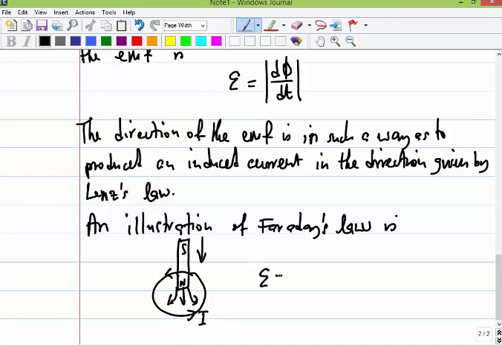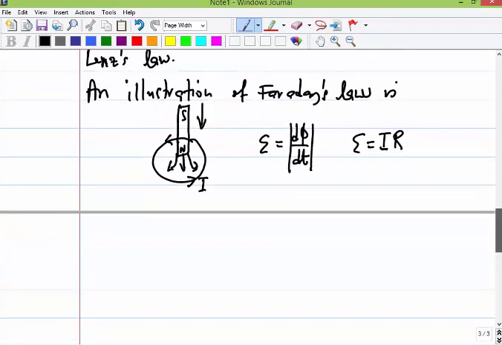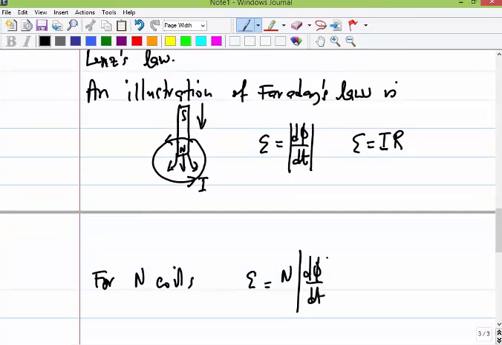The EMF induced in the coil is given by the absolute value of the change in flux with respect to time, as we know. And the EMF, of course, is equal to the current times the resistance of the coil, where I is the induced current and R is the resistance of the coil. For N coils, we can write the EMF to be equal to N d phi dt. So if you have N coils, then you write this. We can use this idea of changing flux to arrive at the induced EMF in the same way that we did with motional EMFs a few chapters ago.